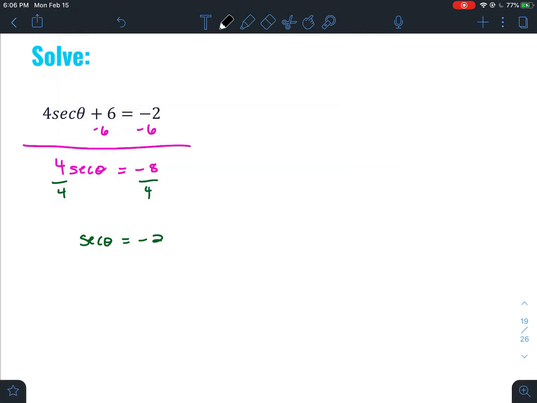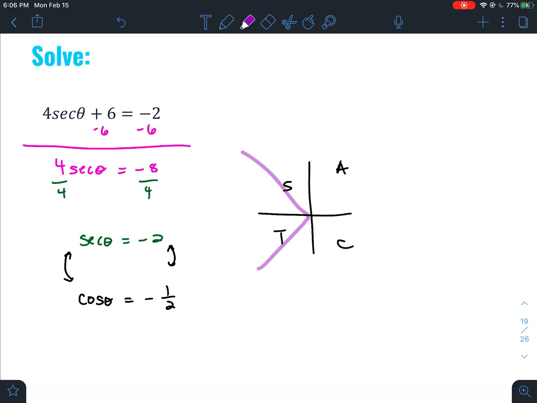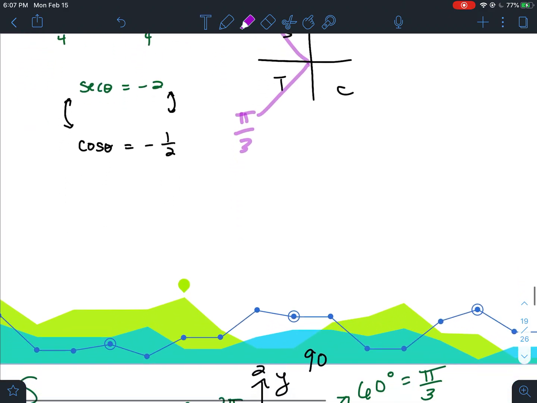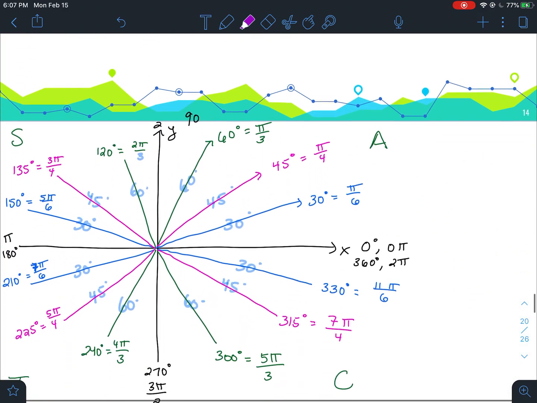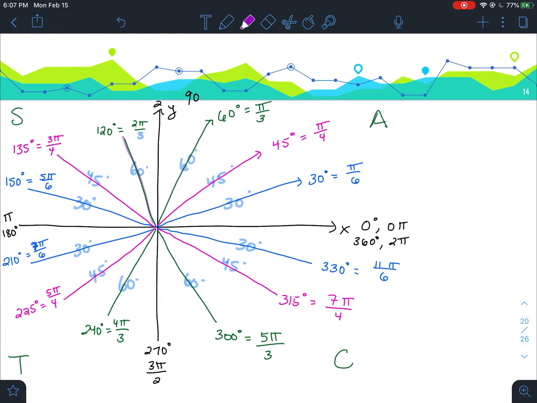I don't like looking at secant, so I'm going to do reciprocals on both of these. The reciprocal of secant is cosine, and then the reciprocal of negative 2 is negative 1/2. So we want to know when cosine is equal to negative 1/2. Well, cosine is negative in the second quadrant and the third quadrant, and it's 1/2 at the pi over 3. So I need the pi over 3's that exist in the second quadrant and the third quadrant. So the pi over 3's that exist would be 2 pi over 3 and 4 pi over 3.